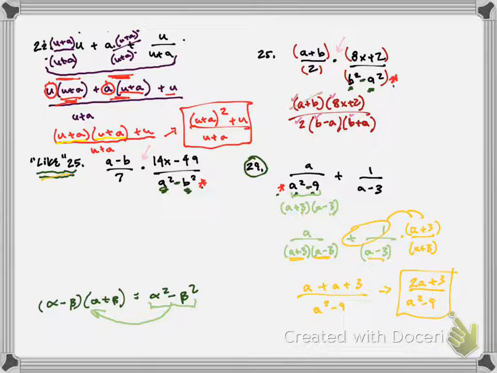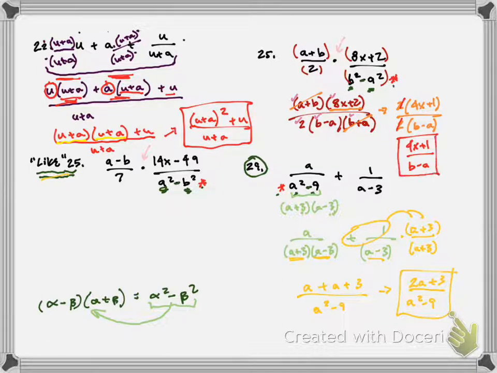So a plus b over a plus b reduces to 1. Of course, here we can factor out a 2. And so I'm going to rewrite this as 2 times the quantity 4x plus 1 over, in this case, 2 times the quantity b minus a. Well, 2 over 2 reduces to 1. So that reduces to 1, and we're left with 4x plus 1 over b minus a.